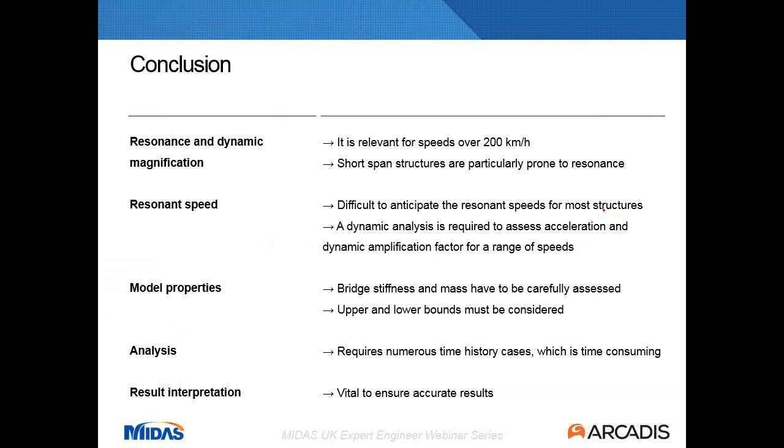Model properties are very important to check very carefully: mass and stiffness, and use upper and lower bounds. For the analysis, you have to take into account that it requires numerous time history cases. If you have like 10 trains, from 1A to 110, and you have to run them from 140 to 480 kilometers per hour, every, let's say, 10 kilometers per hour, that's a huge amount of load cases to run, like 400 different time history load cases. Every time history load case takes a while, so 400 of them takes much more.